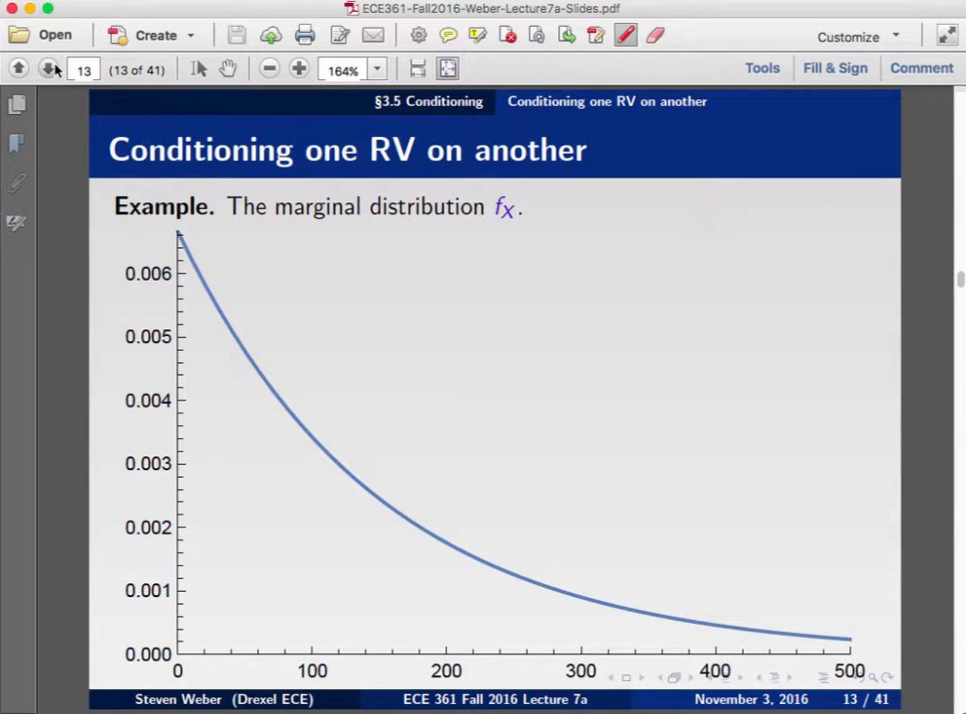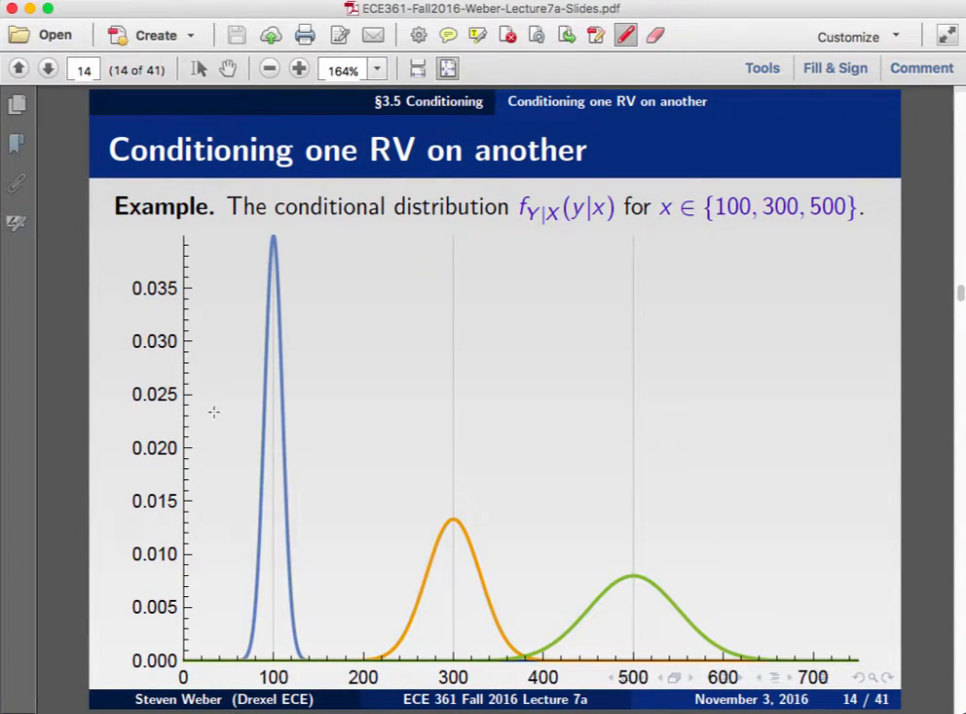So just to make sure things are very concrete, here is the probability density function for the actual vehicle speed, little f sub x. Here are three different values of the conditional distribution for three different values of x. Remember, x is the true speed and y is the observed speed.